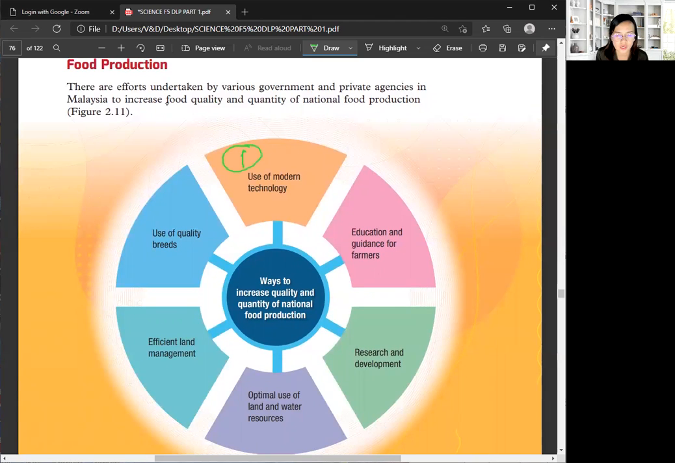Second one, education and guidance for farmers. We need to give a good education. We need to guide the farmers to produce quality and to increase the quantity of the food, or the crops. Next, food production technology has to undergo research and development. This is to help increase the quality of the food. The next one, optimal use of land and water resources. This is another way to increase the quality and quantity. Efficient land management, so the land is used efficiently. And the last one, using quality breeds. So these are the 6 ways to increase the quality of national food production.